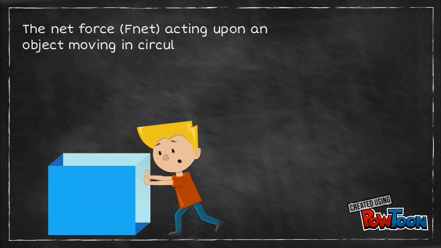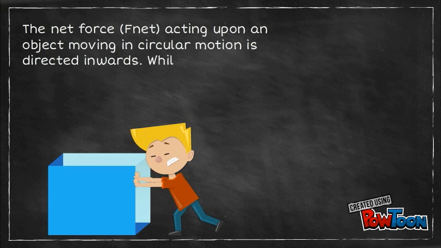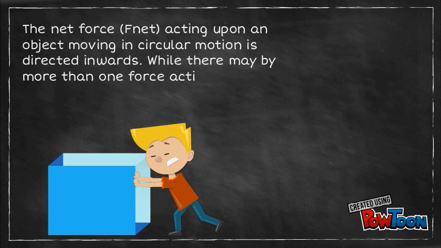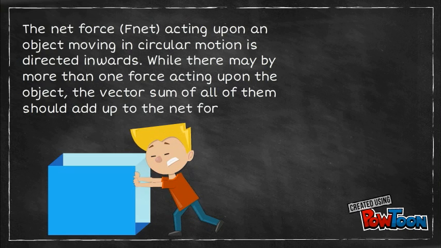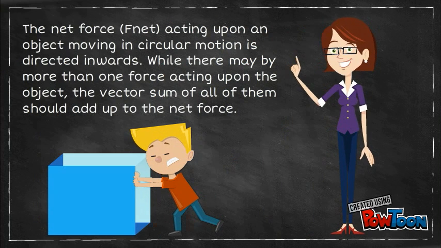The net force, Fnet, acting upon an object moving in circular motion is directed inwards. While there may be more than one force acting upon the object, the vector sum of all of them should add up to the net force.